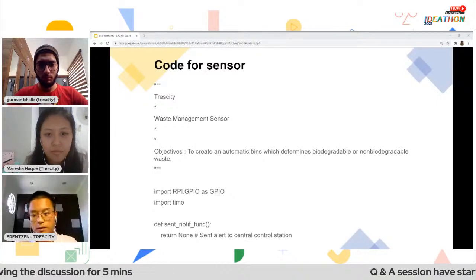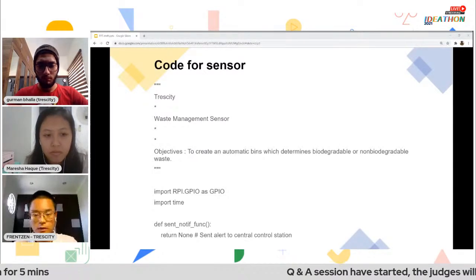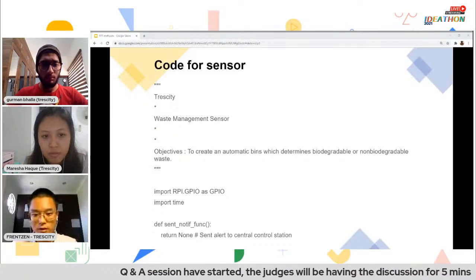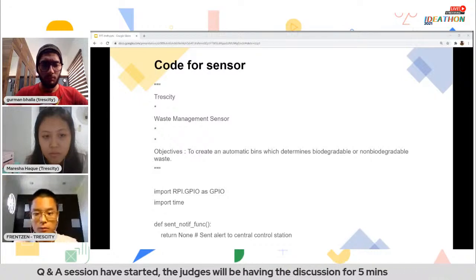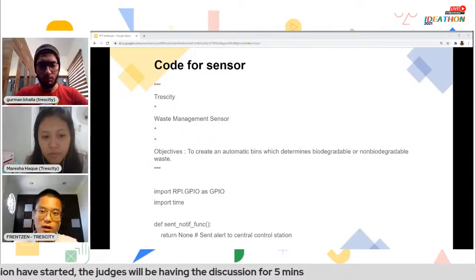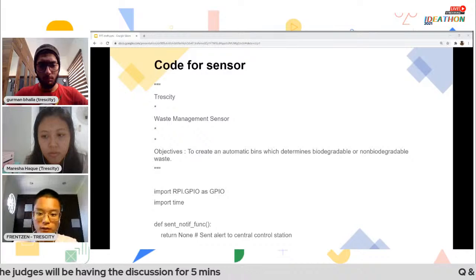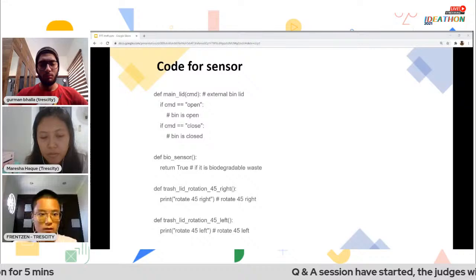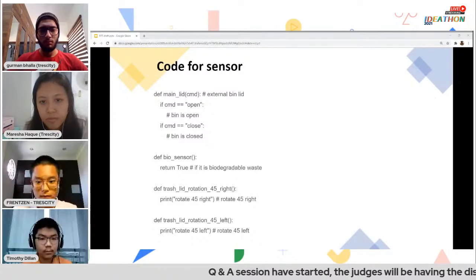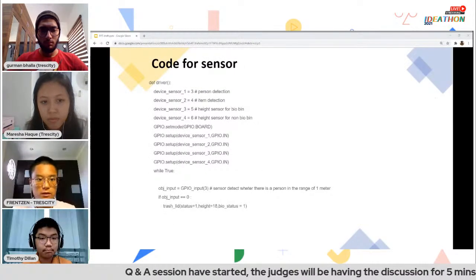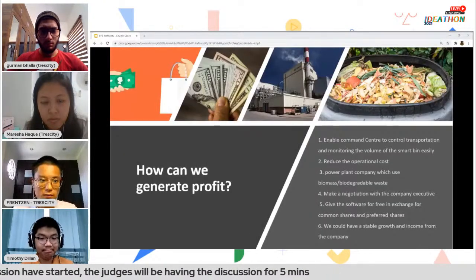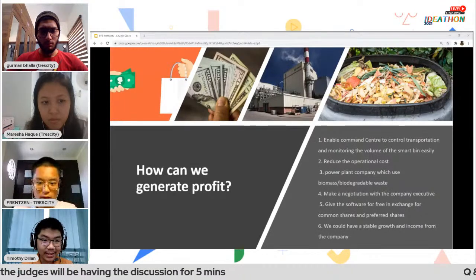We use the Raspberry Pi as it's the cheapest hardware to be used, and we are implementing sensor technology, which we have 5 sensors. We use the GPIO, which is the input-output, for us to easily set up the input and output of the sensors. Right, so this is all for the sensors implementation.